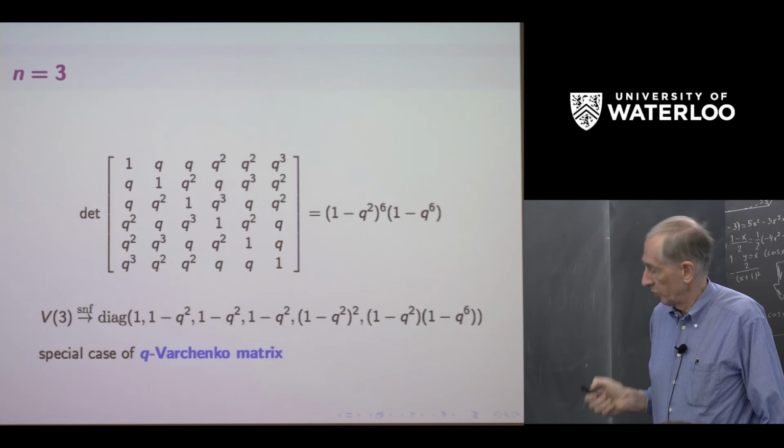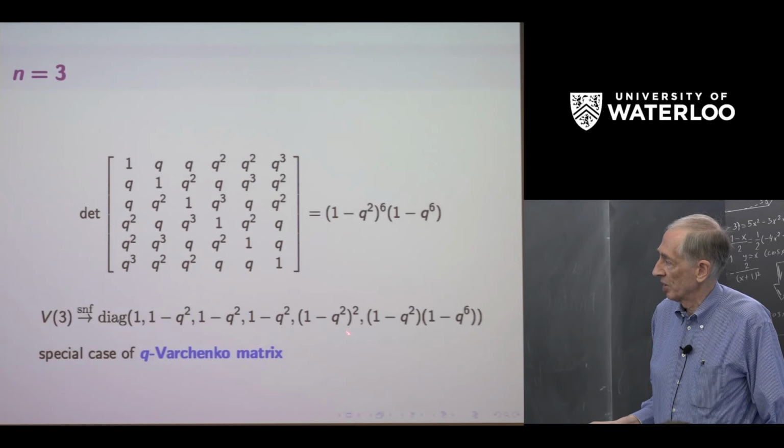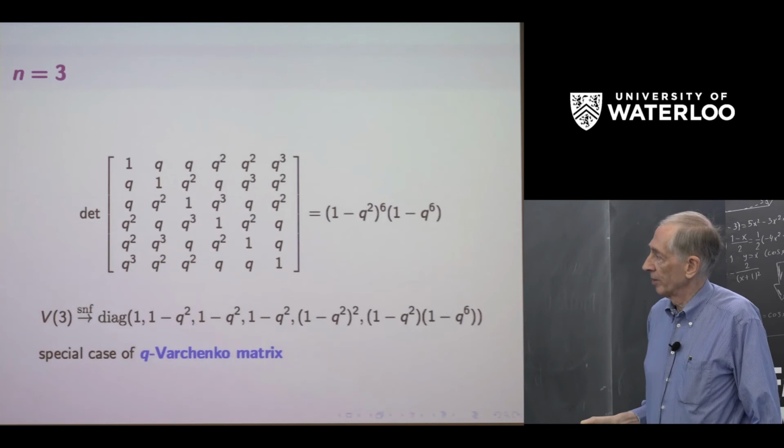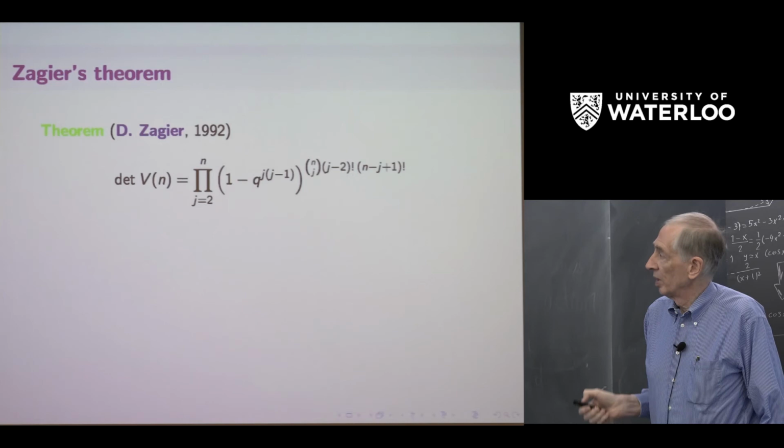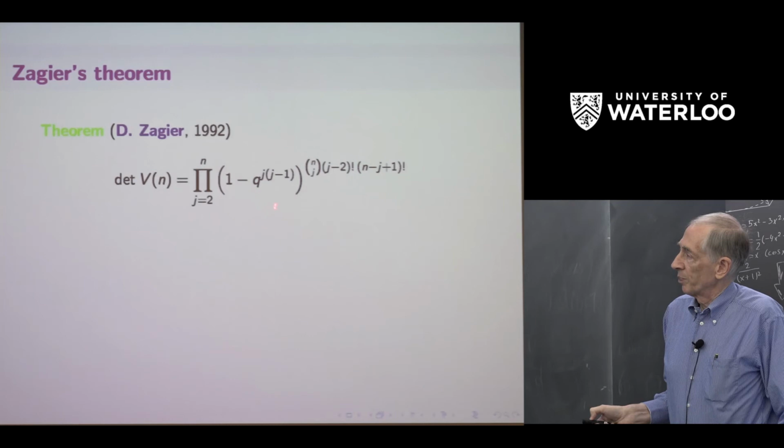These happen to be six diagonal entries. This is what they equal. It's not so clear what's going on here. So the determinant is known. It was first computed by Zagier in 1992. It's a product of (1 - q^j) to certain powers.